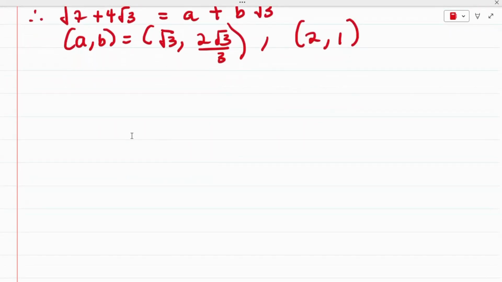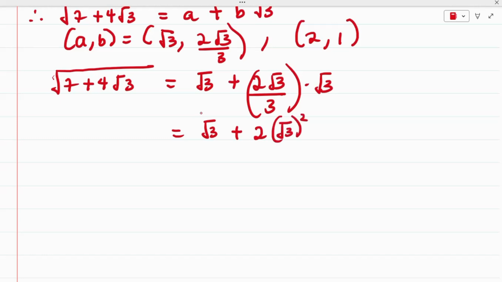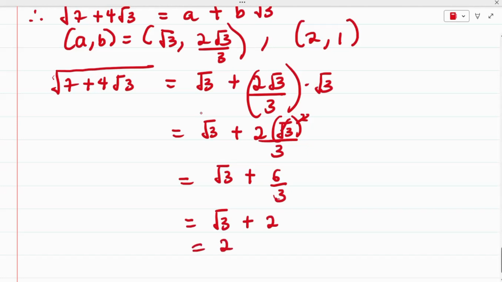Okay, so for the first one, the square root of 7 plus 4 root 3 is equal to, we have a to be root 3 plus b, which is 2 root 3 over 3, multiplied by the root of 3, right? So this is equal to the root of 3 plus 2 root 3 multiplied by root 3, which is 2 times root 3 all squared, divided by 3. This is equal to the root of 3 plus, we have 2 multiplied by 3 is 6, divided by 3, which is equal to the root of 3 plus 6 divided by 3. We have this to be 2, which can be written as 2 plus the root of 3. So this is for the first value.